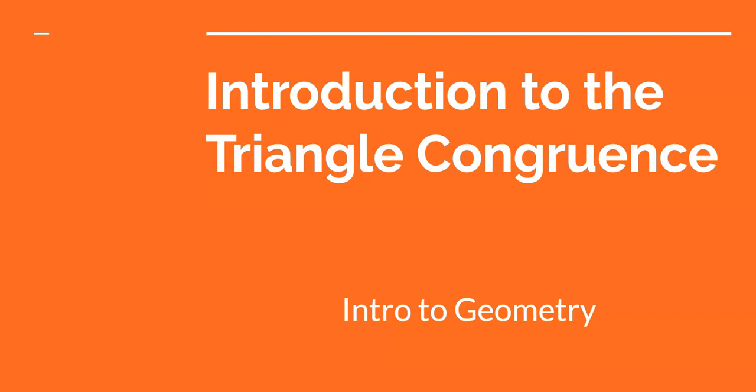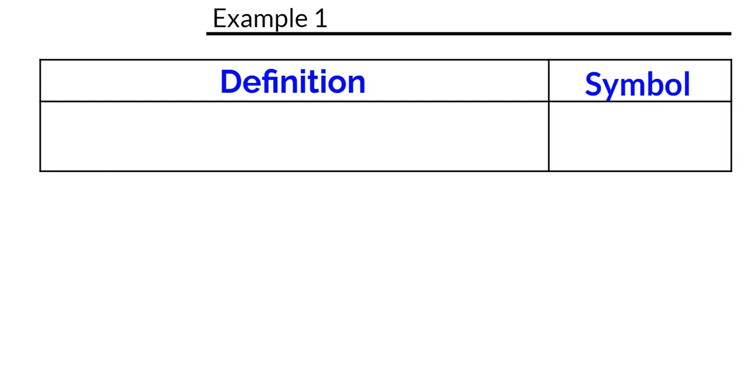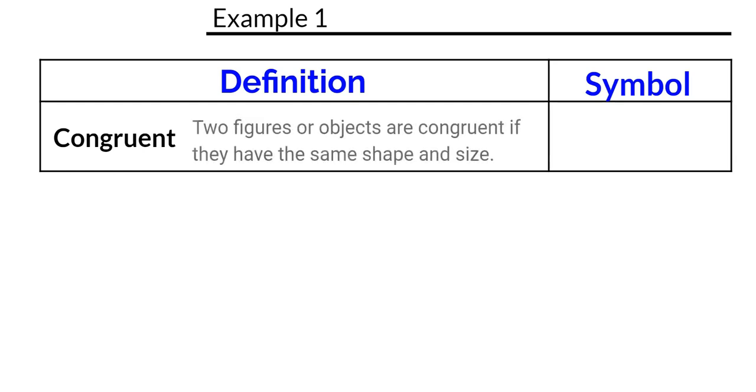This lesson is on Introduction to the Triangle Congruence. So let's go ahead and talk about a definition. The definition we're going to use is the word congruent, and it means two figures or objects are congruent if they have the same shape and size.